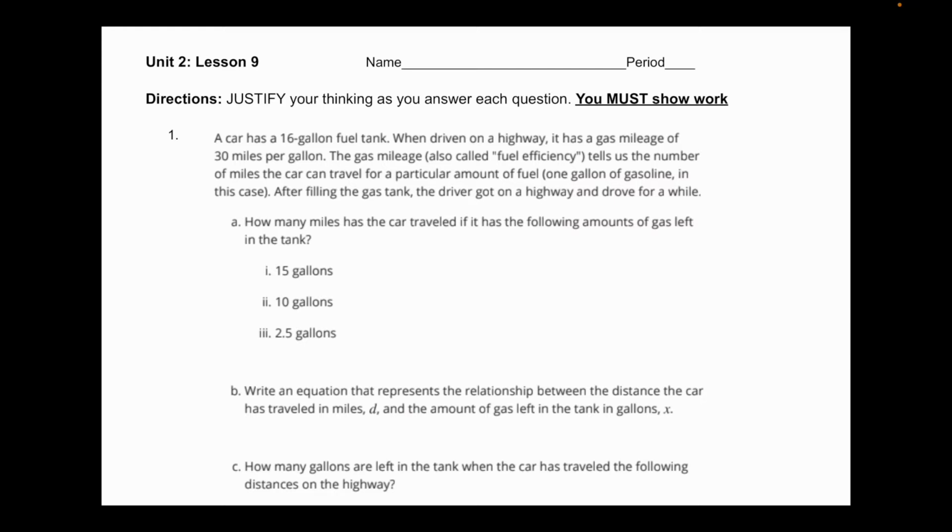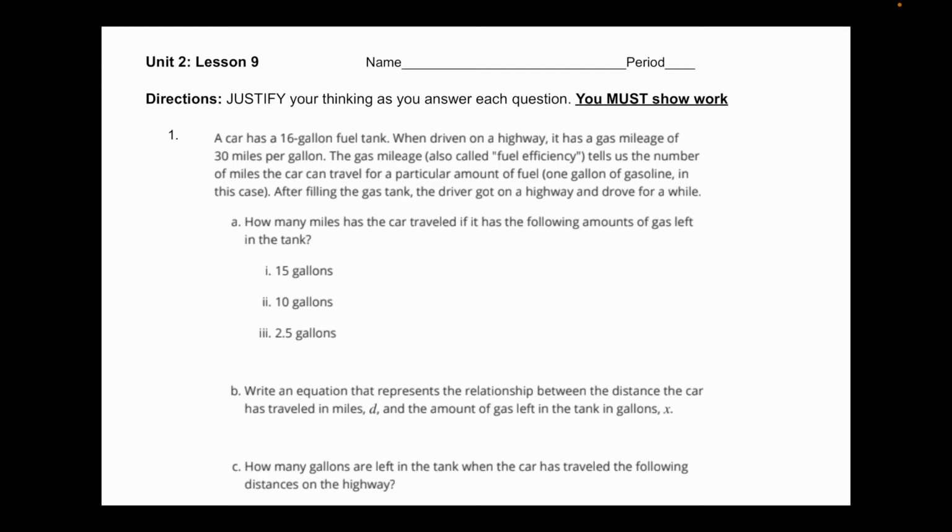So let's start here. A car has a 16-gallon fuel tank, and when driven on a highway, it has a gas mileage of 30 miles per gallon. That's also called fuel efficiency, and it tells us the number of miles the car can travel for a particular amount of fuel. So 30 miles per gallon means if it has 1 gallon of gasoline in the tank, it can travel 30 miles of distance. After filling up the gas tank, the driver gets on the highway and drives for a while.